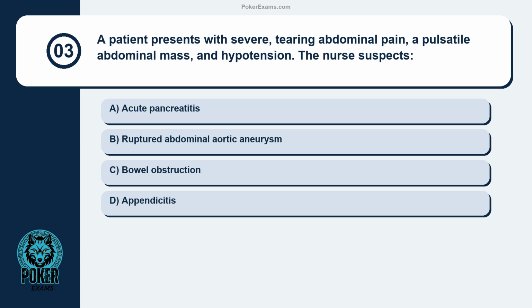Question 3. A patient presents with severe, tearing abdominal pain, a pulsatile abdominal mass, and hypotension. The nurse suspects acute pancreatitis, ruptured abdominal aortic aneurysm, bowel obstruction, appendicitis.